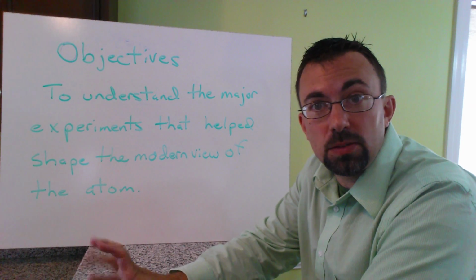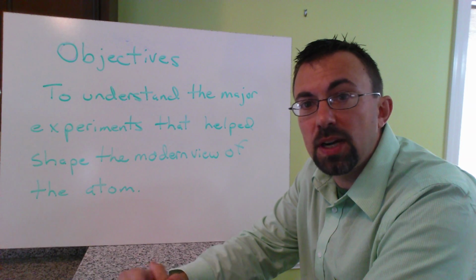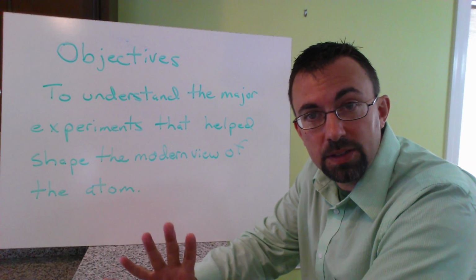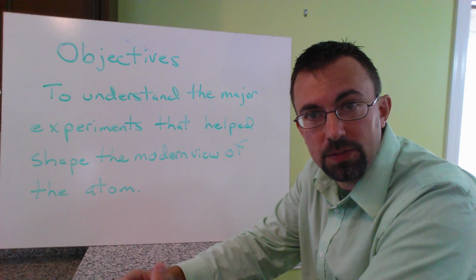Okay, today's little mini lecture, we are going to look at 3 groundbreaking historical experiments around the early 1900s that were really foundational towards our modern view of the atom.